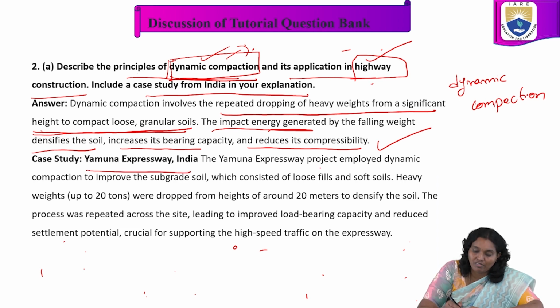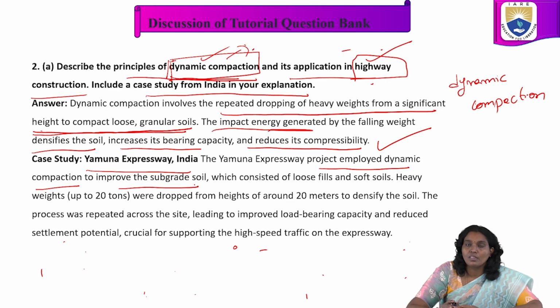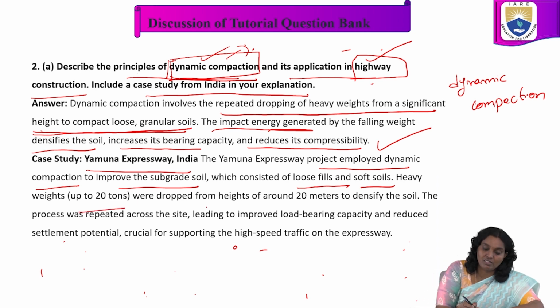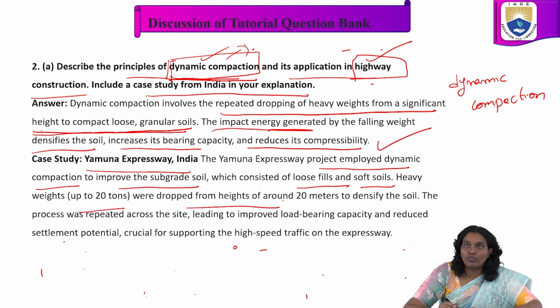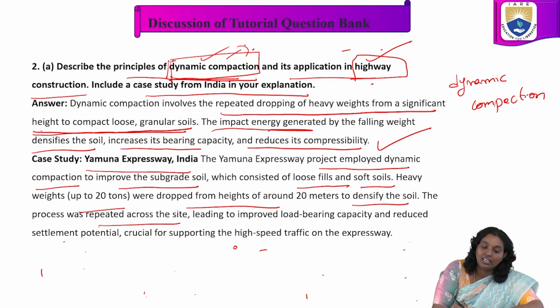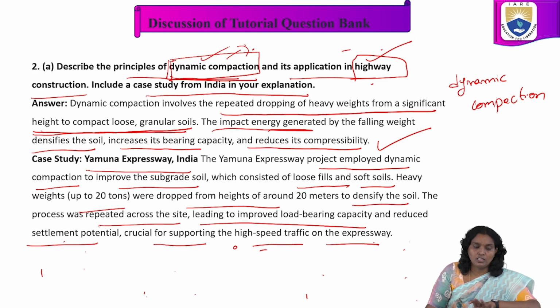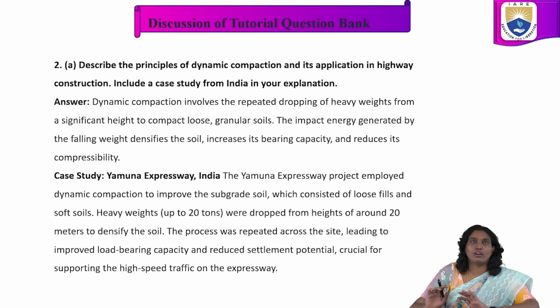The Yamuna Expressway project employed dynamic compaction to improve the subgrade soil, which consists of loose fills and sandy soils. Heavy weights up to 20 tons were dropped from heights of around 20 meters to densify the soil. The process was repeated across the site, leading to improved load bearing capacity and reduced settlement potential, crucial for supporting high speed traffic on the expressway. Like this we are going to analyze this kind of questions.